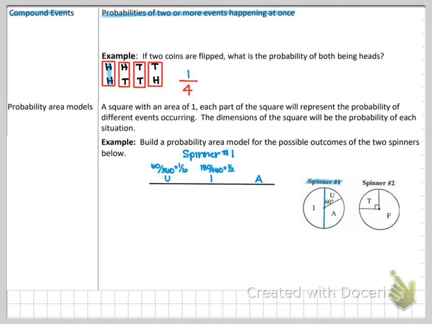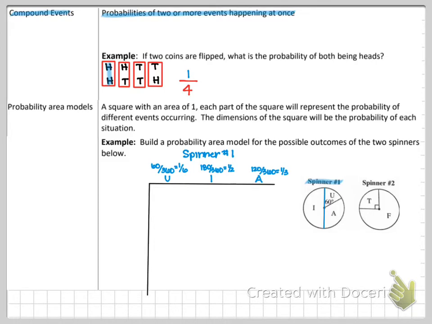Looks like A is going to be 120 out of the entire circle. Okay, so that's going to give me 1/3. So I did all of my spinner number 1 stuff across the top. Okay, now, so that's going to be my length. I'm going to think about it that way. Then I'm going to go down here because I got to finish building the area model aspect of this.